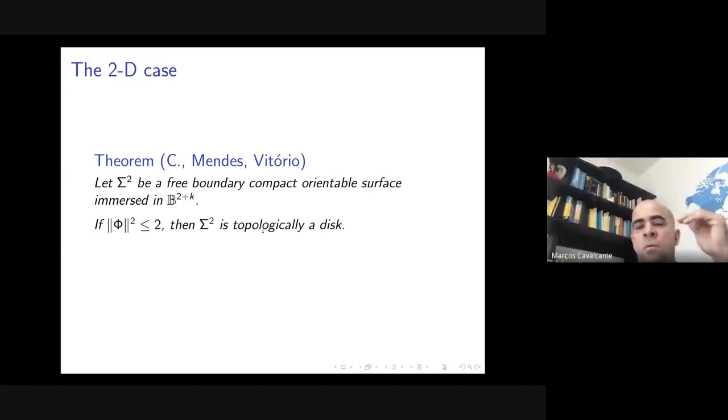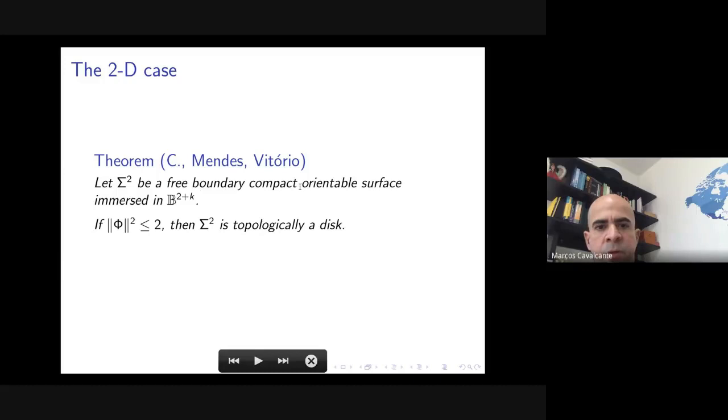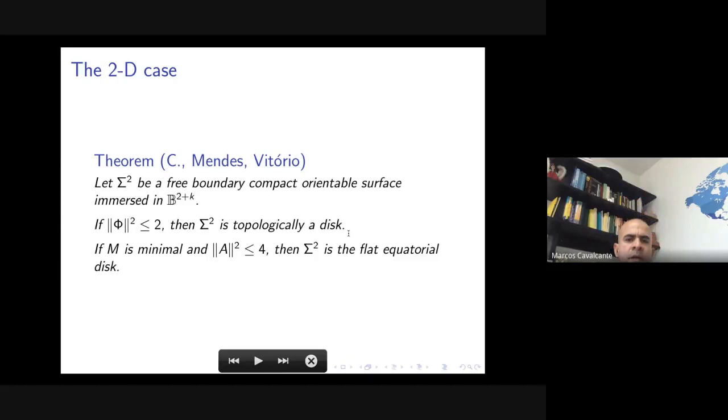In two dimensions, we have this theorem again. A topological gap: if sigma is a free boundary compact orientable surface in a ball, and the norm of the traceless second fundamental form squared is less than or equal to 2, then we can prove that sigma is a topological disk. And again, we also have a rigidity: if we assume that M is minimal and the norm of the second fundamental form is less than or equal to 4, then sigma is the flat equatorial disk.